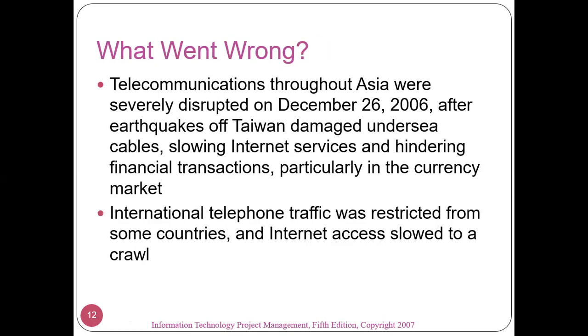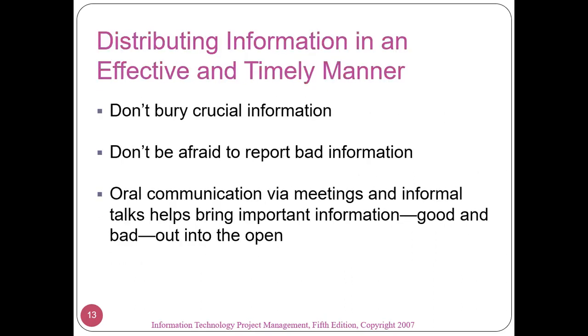So what went wrong? Of course, the telecommunication throughout Asia was severely disrupted on December 26, 2006 after earthquakes off Taiwan damaged undersea cables, slowing internet service and hindering financial transactions, particularly in the currency market. International telephone traffic was restricted from some countries and internet access slowed to a crawl. So distributing information in an effective and timely manner.